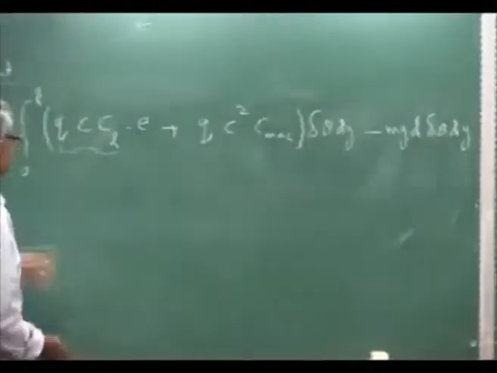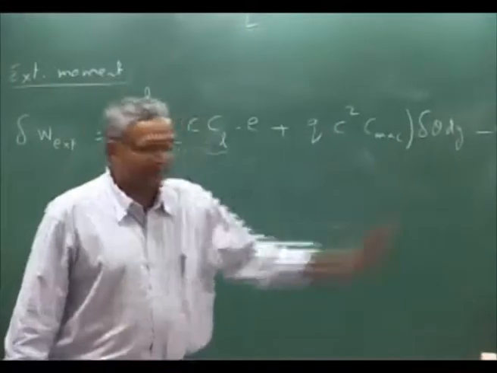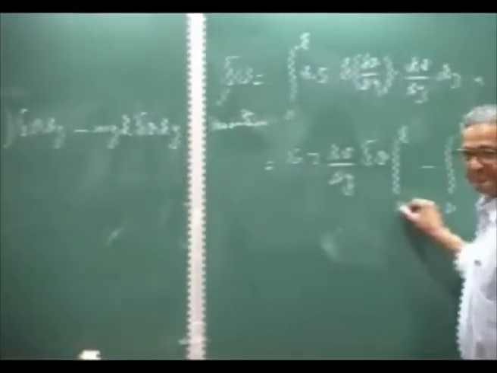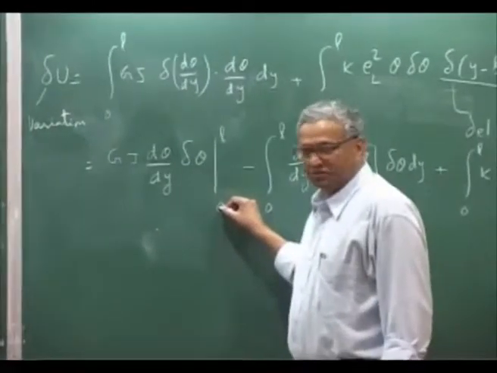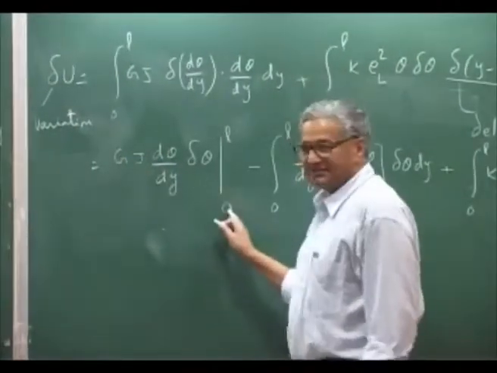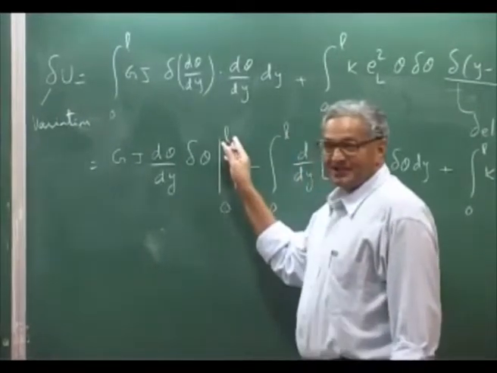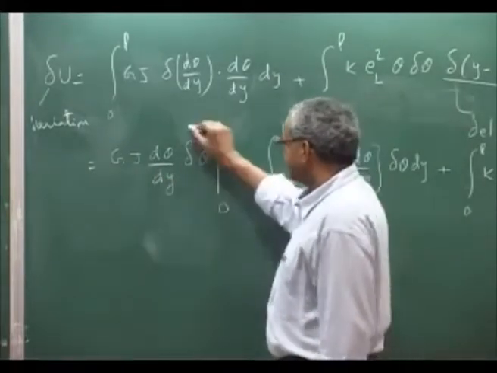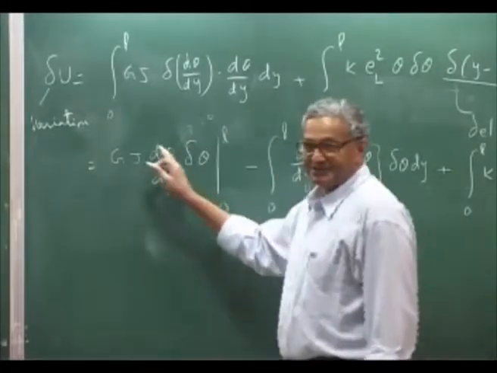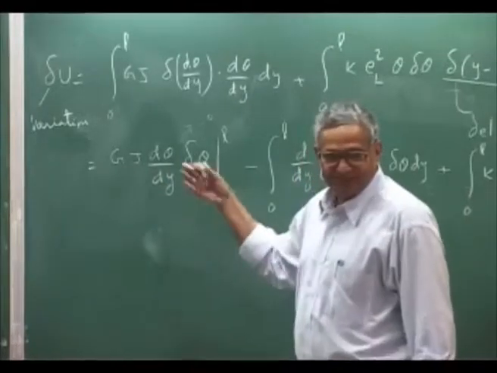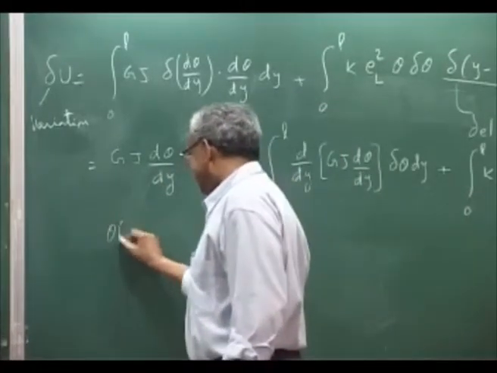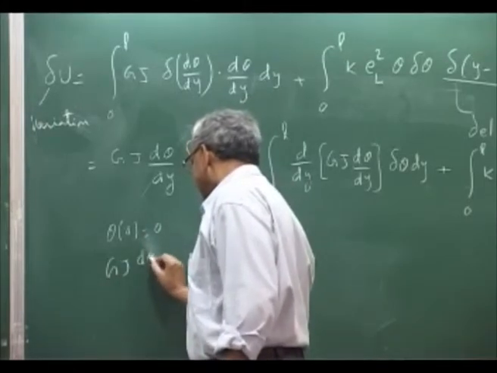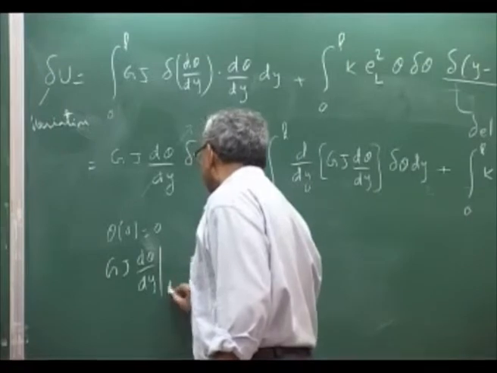Okay, now combine both of them, and you know the boundary conditions. At the root it is a fixed end, so delta theta is 0. At the free end, you say it is a free end, so the moment is 0. So this is what will come out of the boundary conditions: theta at 0 is 0 and GJ d theta over dy at L is 0.